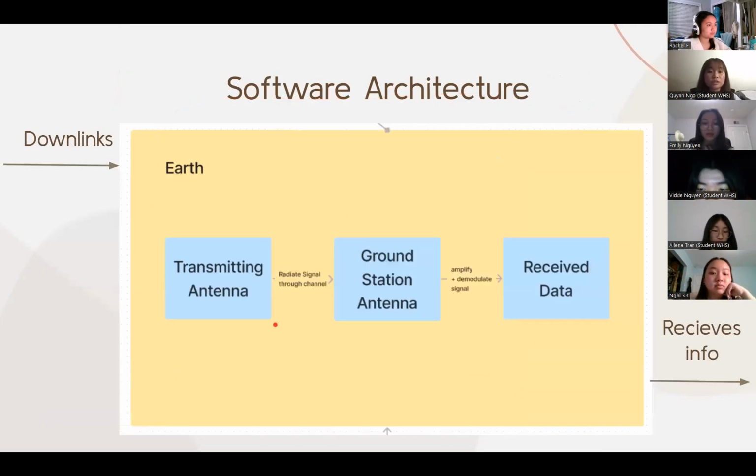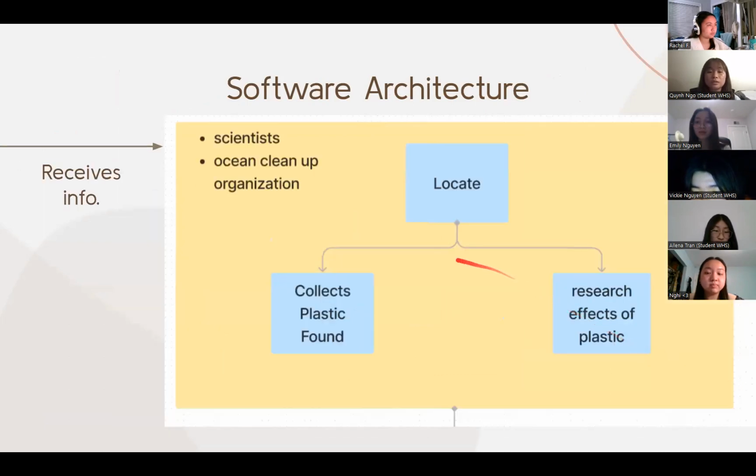Basically, the CubeSat's transmitter will modulate and amplify the data. Then the CubeSat's transmit antenna will radiate the signal through a channel, reaching the ground station antenna, which is on Earth. The ground station antenna will then amplify the signal through a low noise amplifier and demodulate it to get back the received data. Once the data is received, it is sent to the people who will be using or need the CubeSat, so scientists and ocean cleanup organizations, where they can locate the plastic from the received data and collect the plastics found or research the effects of the plastics.